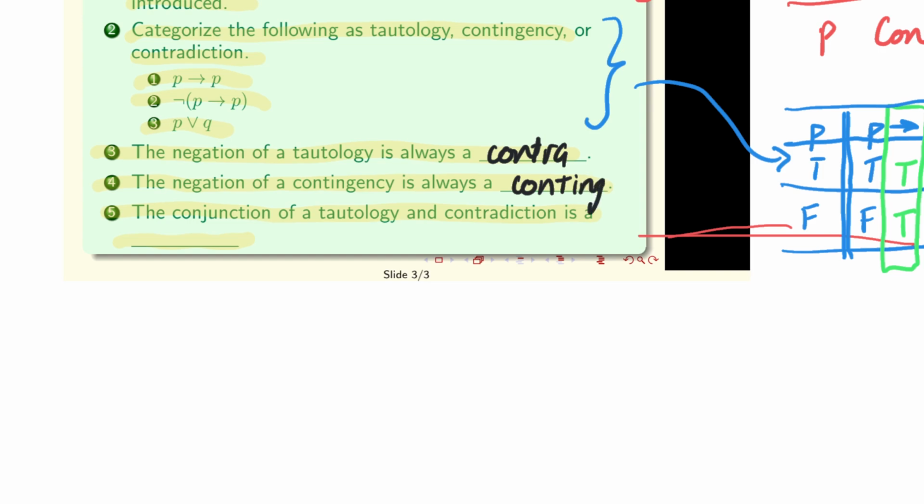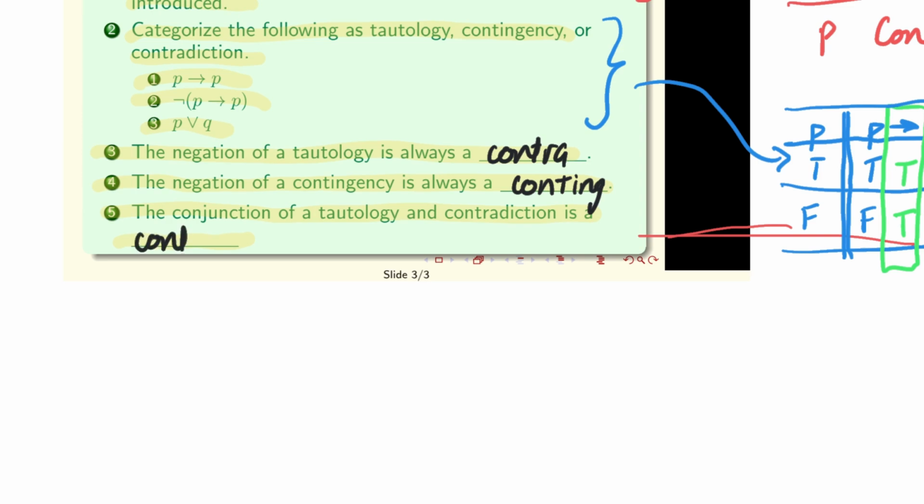Okay, how about the negation of a contingency? Well, at some row it's going to be true, and there you negate it and you get false. Also at some row it's going to be false, you negate it, get true. So the short version is that at some row, the negation of a contingency is going to be false, and at some row it's going to be true. Since it's got a mix of true and false, the negation of a contingency is always a contingency.